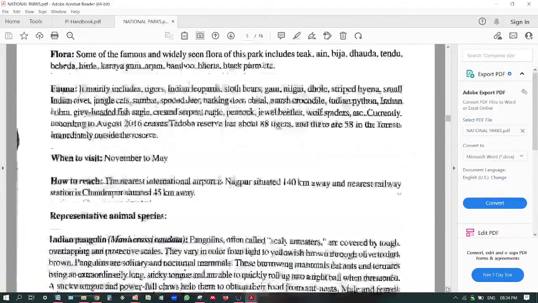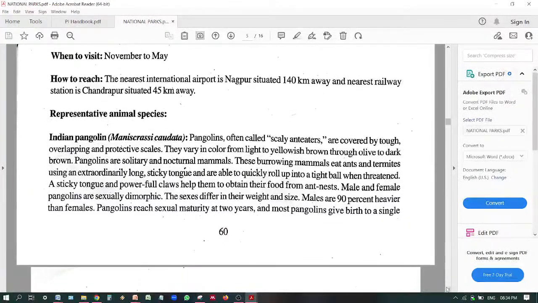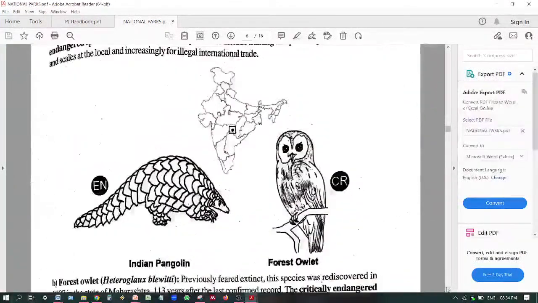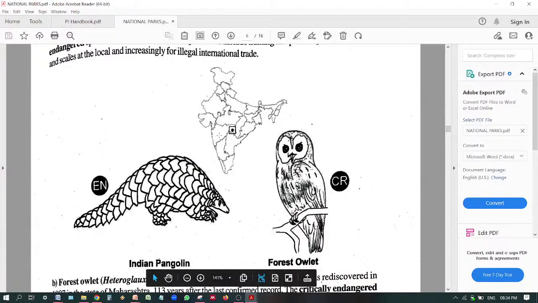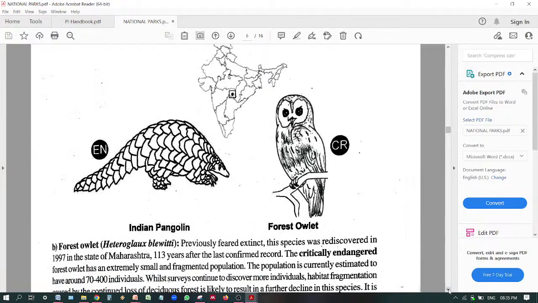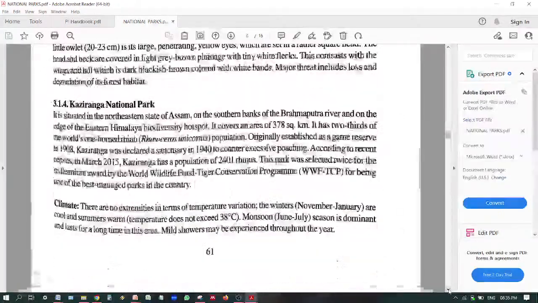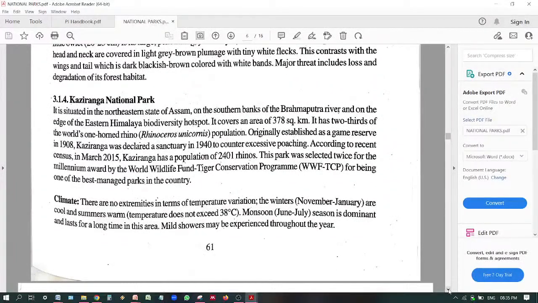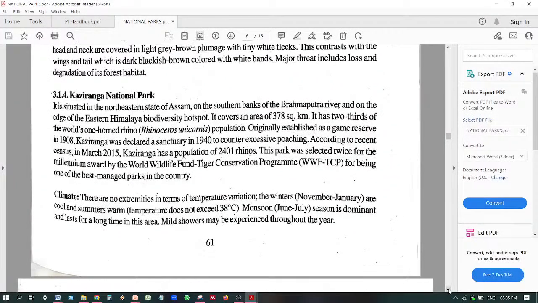Why is it not moving? Maharashtra is in the northeast. Now, the representative species. See Maharashtra, this is the Maharashtra state, northeast, this side. Okay, this is really important to remember, the marking on the map, students. Now the representative species is the Indian pangolin, which is endangered, and the next is the forest owlet, which is critically endangered.